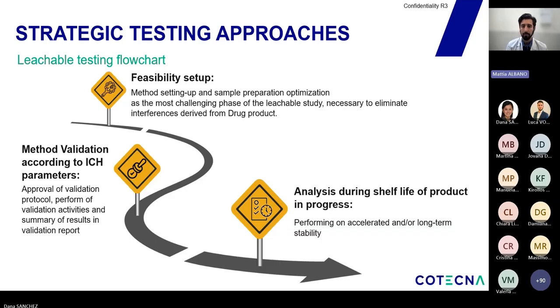The second step is the method validation. So we perform a full validation according to the ICH parameters, following a validation protocol, and at the end we obtain a routine method of analysis. This method will be applied in the last part of the study during the shelf life of the product. This shelf life study can be an accelerated study or a long-term stability study. And the aim of this part of the analysis is to verify the absence of changes in the leachable profile.